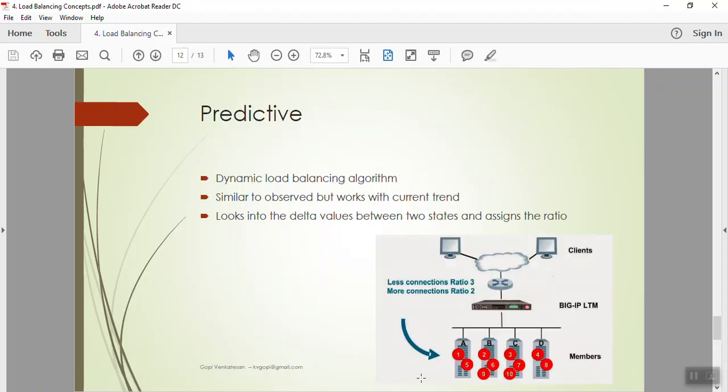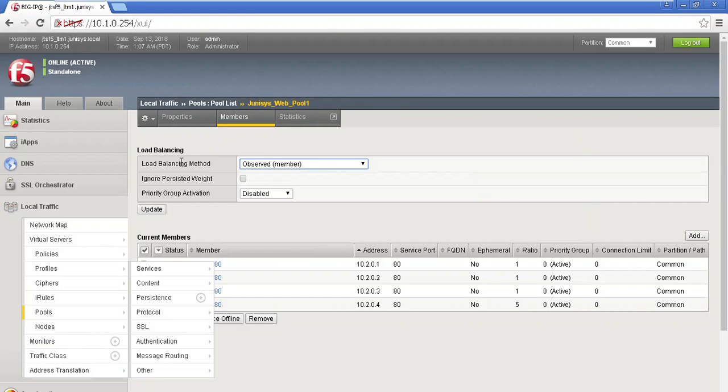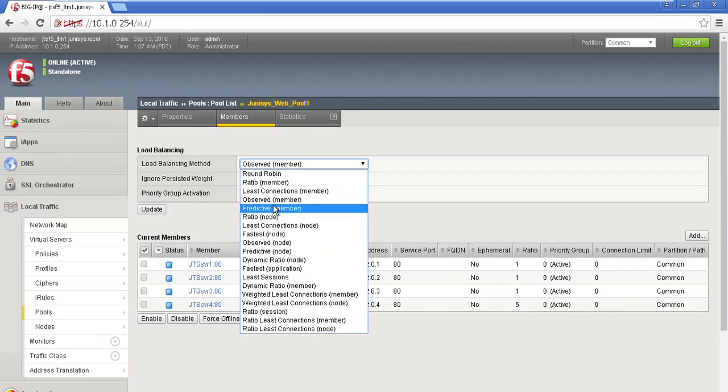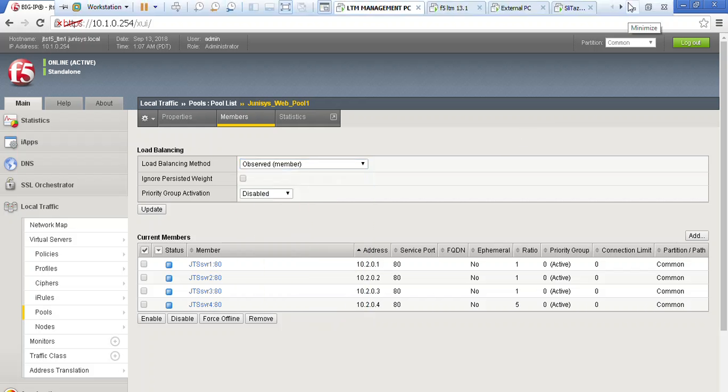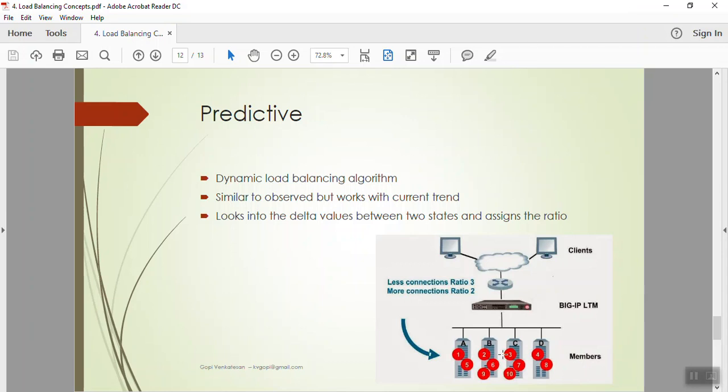So I know that you will be knowing where you have to go and select the predictive. You have predictive member. You also have predictive node. So you can select any of these options as per your requirement. Say OK, and then you can get the results of it. So that's all about your predictive.